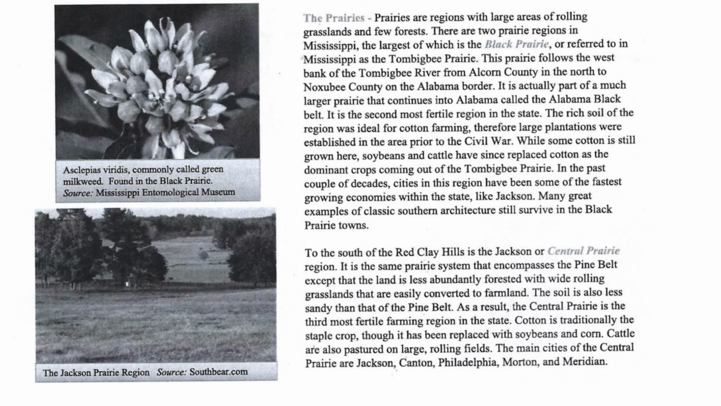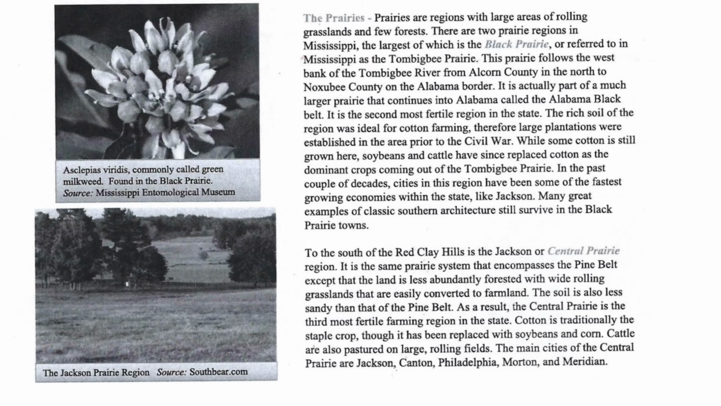The next part of the land of Mississippi is the prairies. Prairies are regions with large areas of rolling grasslands and few forests. There are two prairie regions in Mississippi, the largest of which is the Black Prairie, or referred to in Mississippi as the Tombigbee Prairie. This prairie follows the west bank of the Tombigbee River from Alcorn County in the north to Noxubee County on the Alabama border. It is actually part of a much larger prairie that continues into Alabama called the Alabama Black Belt. It is the second most fertile region in the state.